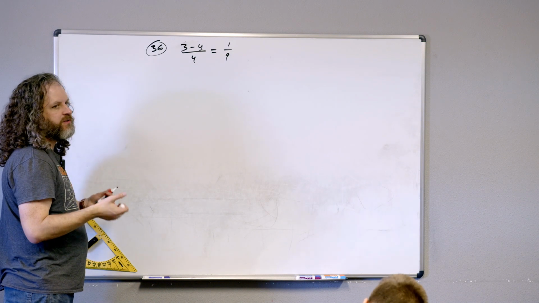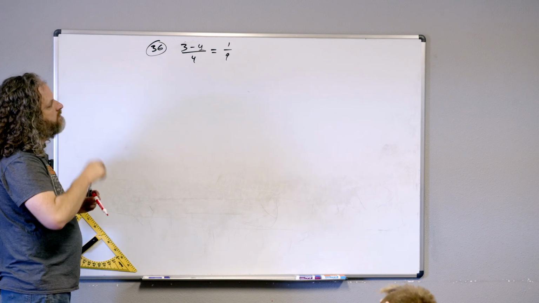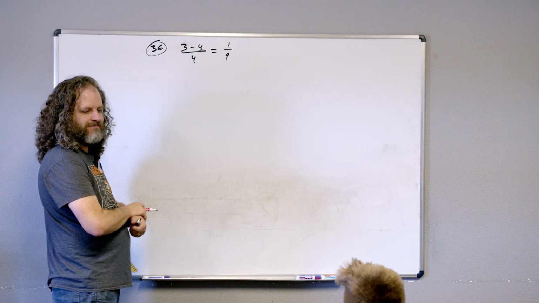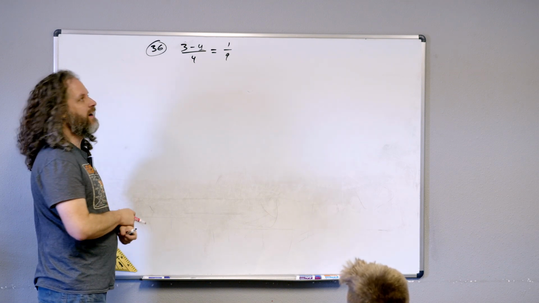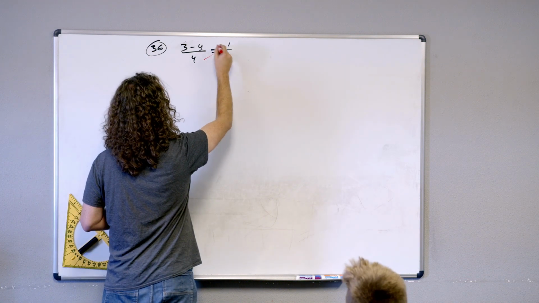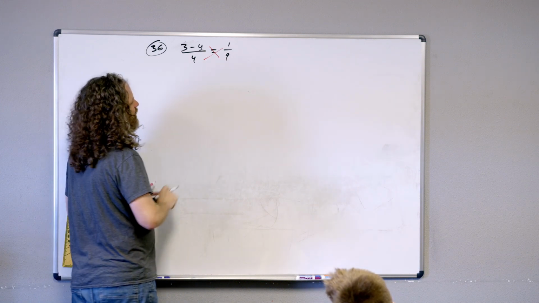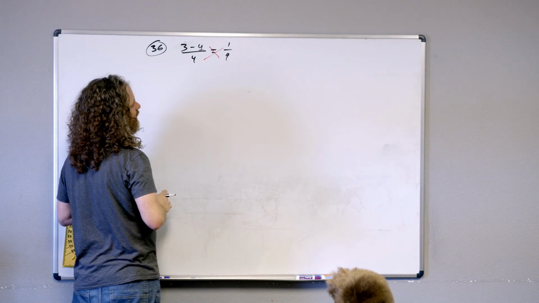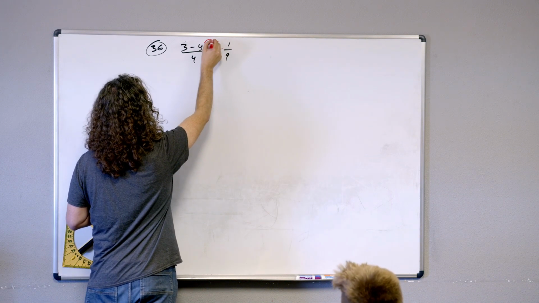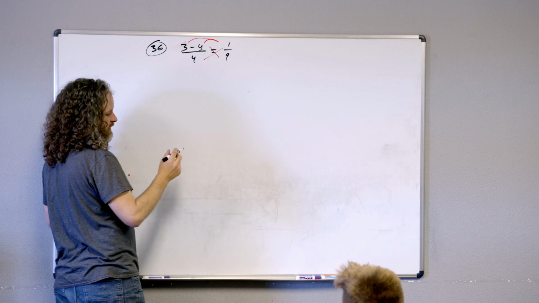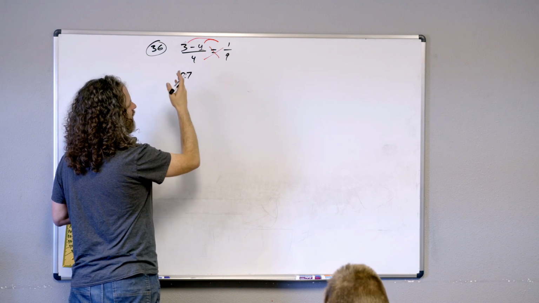It's a proportion. How do we solve a proportion? Straight across. Yeah, when there's an equals, we cross multiply. So 9 times 3 minus y, what are we going to have to do with that 9? We're going to have to distribute it. So 9 times 3 is what? 27. 9 times negative y is what?